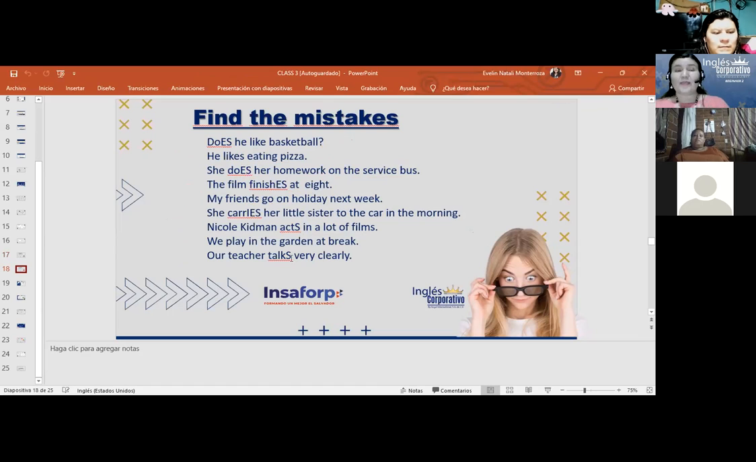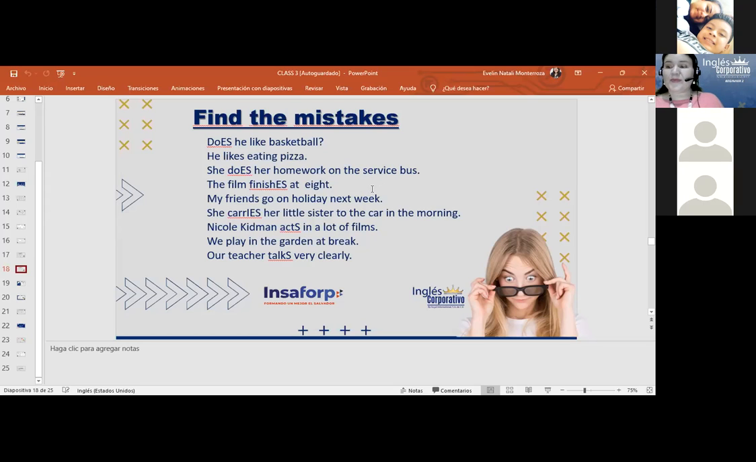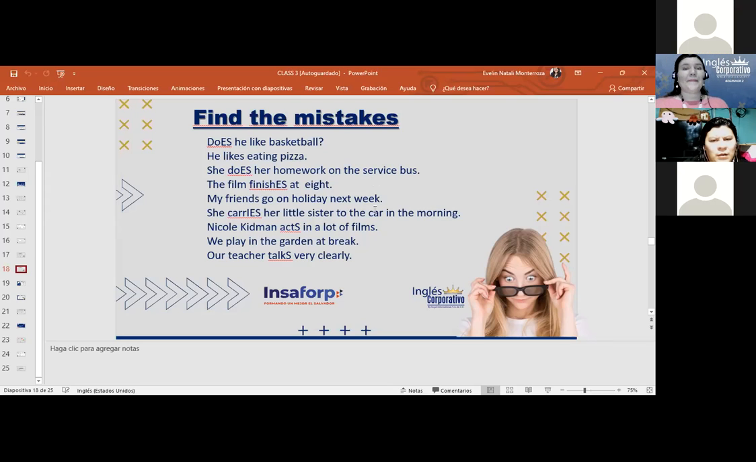Does he like basketball? The next sentence, ¿me ayudan todos a leerla? He likes, ahí le cambié el he likes eating pizza. Number three. He does homework on the service bus. Number four. The film finishes at 8. The next one, number 5. My friends go on holiday next week.